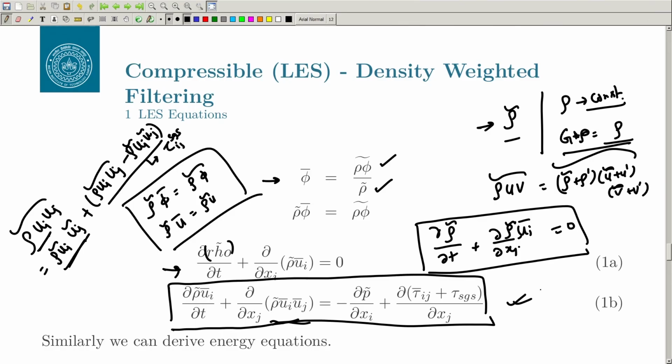So, this I leave to you, you can go back and do this exercise as your homework, and you can derive your energy equation, write those terms one by one, and see what energy equation you are getting. Okay. Now, so far so good. Now, what we need to do is basically find out tau ij SGS.